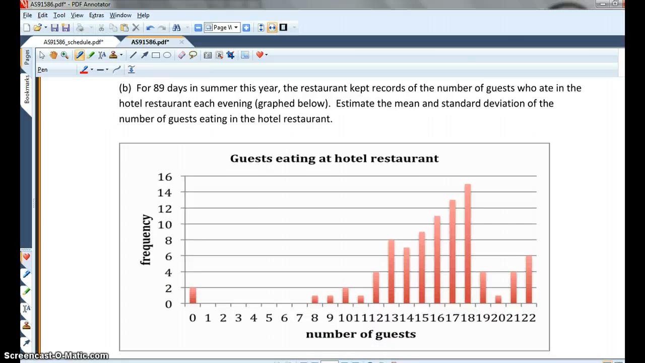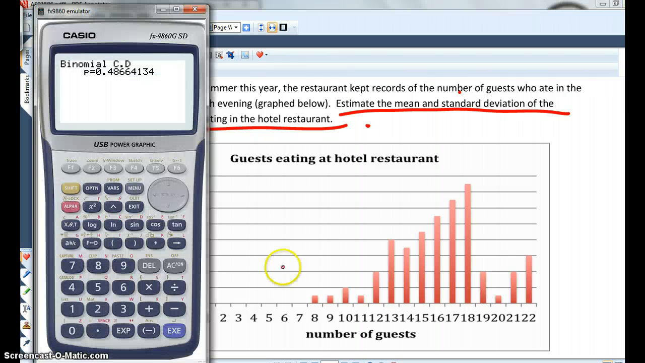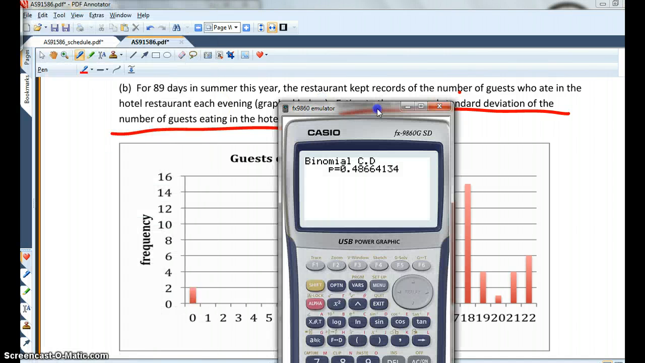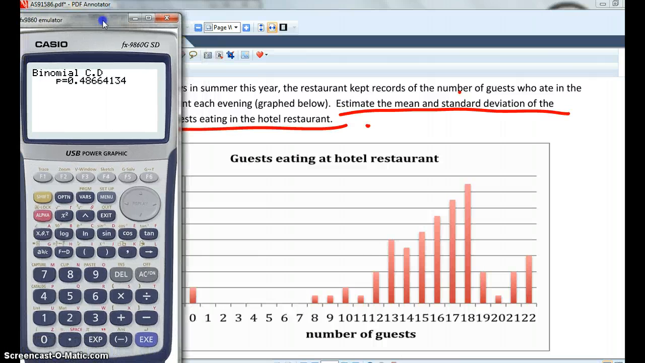For 89 days in summer this year, the restaurant kept records of the number of guests who ate in the hotel restaurant each evening. Graph below. Estimate the mean and standard deviation of the number of guests. Right, I'm just going to show you how to not estimate. I think I did this the other day, or was that for the other class?